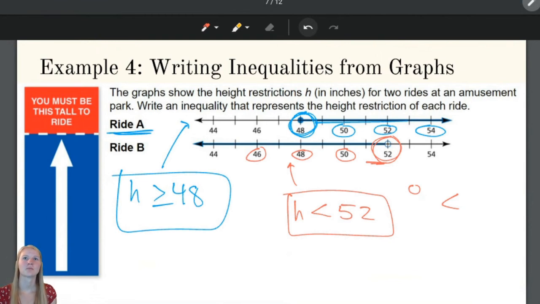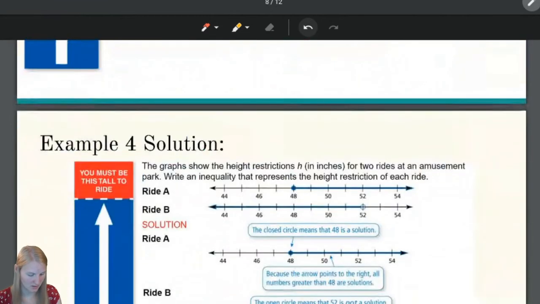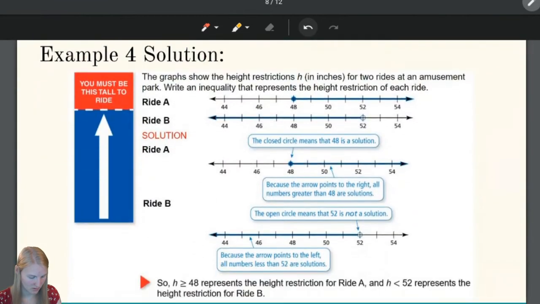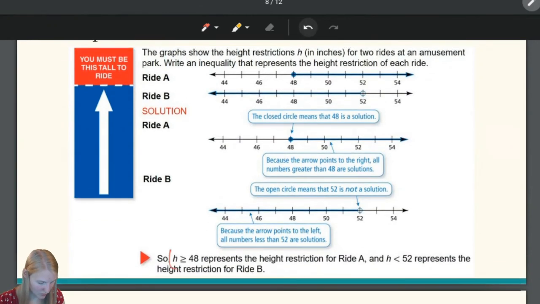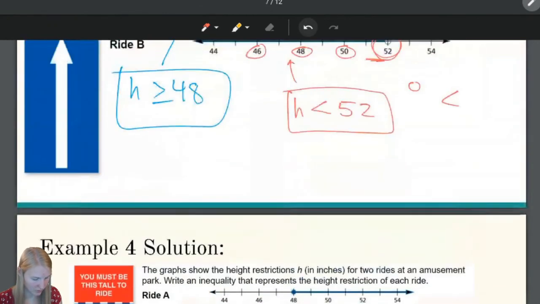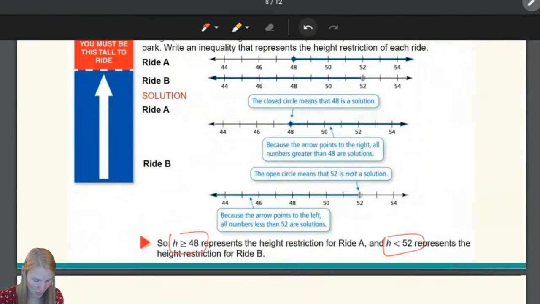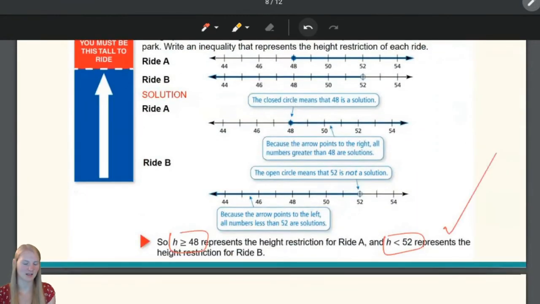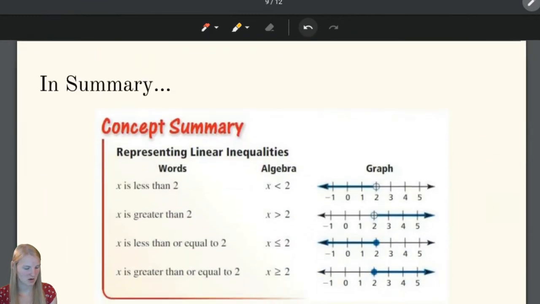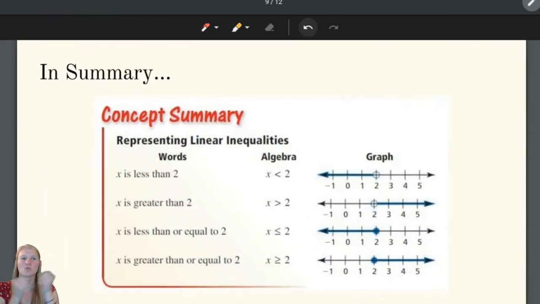Cool. It said to write an inequality, and we wrote an inequality, so we are done with this problem. Let's see if we were right. h is greater than or equal to 48, and h is less than 52. Woohoo! We are correct.